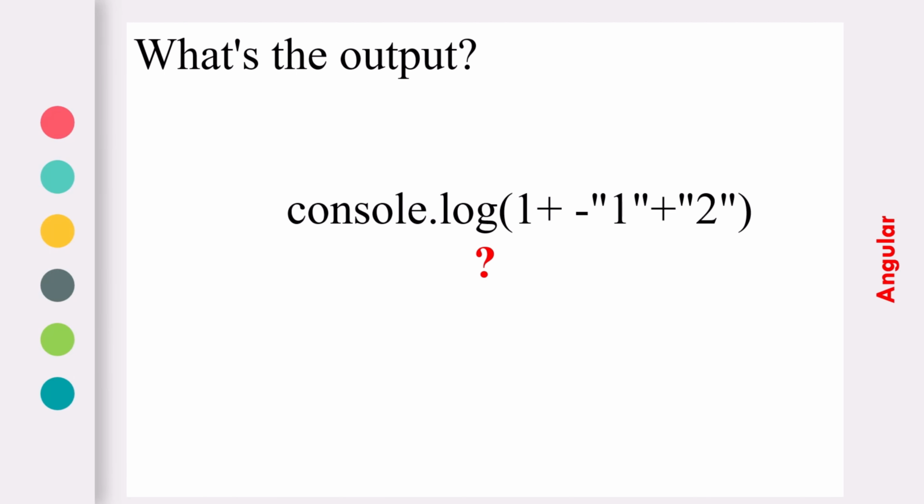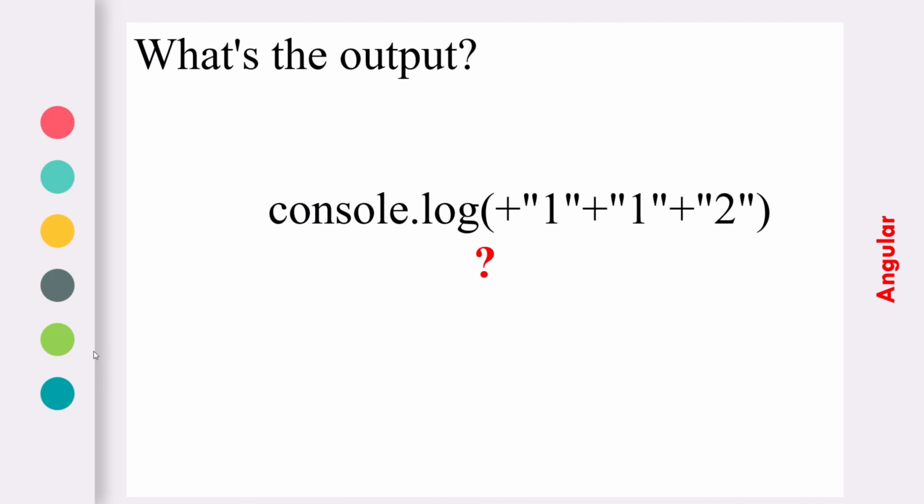So the next one is console.log(1 + -"1" + "2"). The minus sign here is used to convert string 1 to a negative number, and then we add that negative number to number 1. Plus into minus becomes minus. So 1 minus 1 is equal to 0. We concatenate 2 to the 0. The output will be 02.